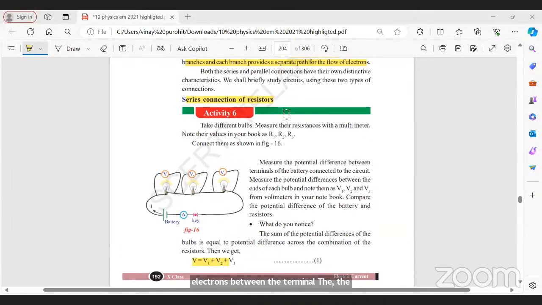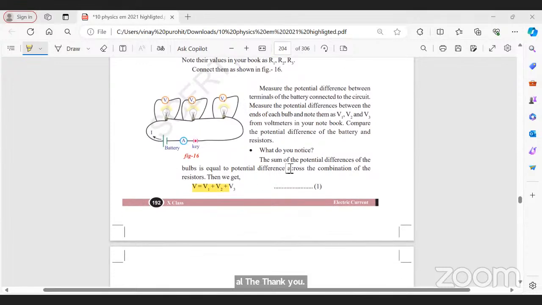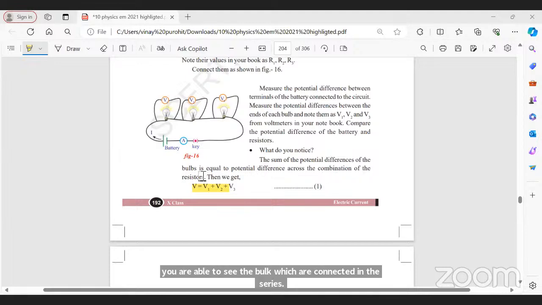Suppose you consider the series connection of resistors. Firstly, the sum of the potential differences across the bulbs, you are able to see here the bulbs which are connected in series, is equal to the potential difference across the combination of the resistors.